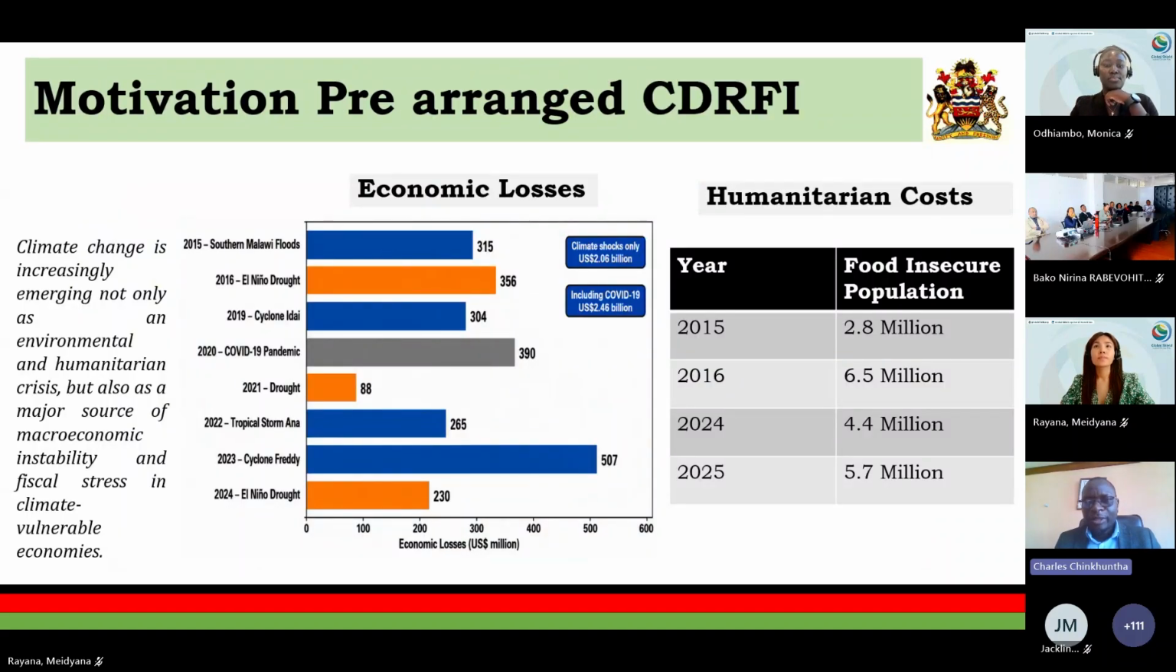Yeah, so for us, what is the motivation for CDRFI? Simply because climate change is increasingly emerging, not only as an environmental and humanitarian crisis, but it is also a major source of macroeconomic instability and fiscal stress. So we have suffered both economic losses and the humanitarian costs. The costs are very huge for a small economy like Malawi, and that is the motivation now to mitigate against these shocks.